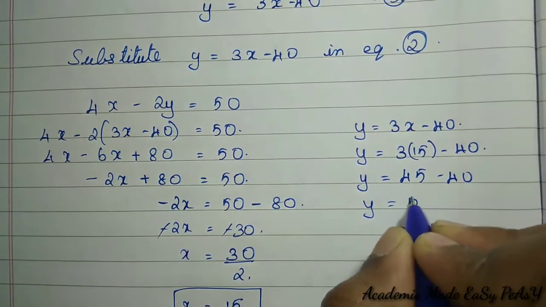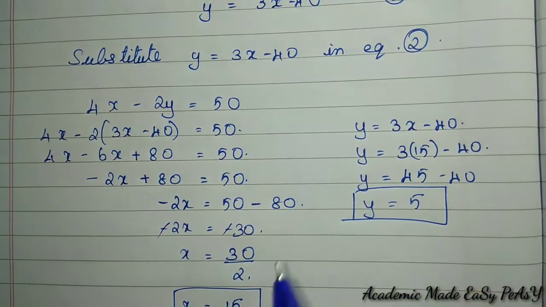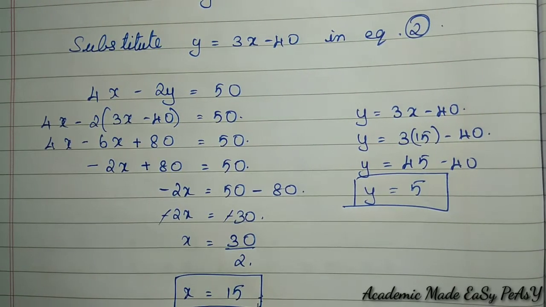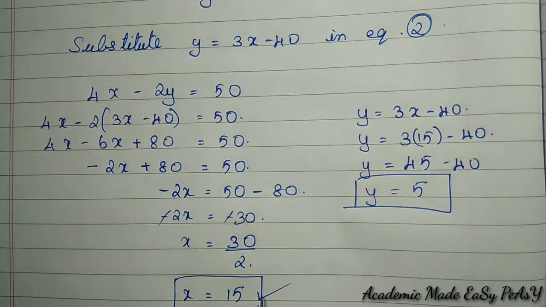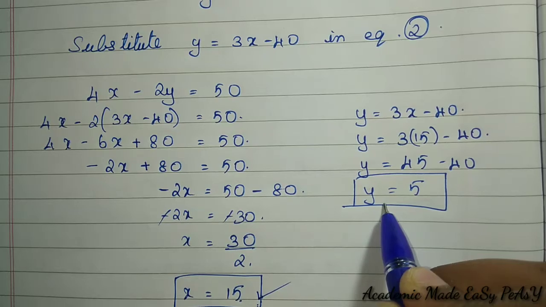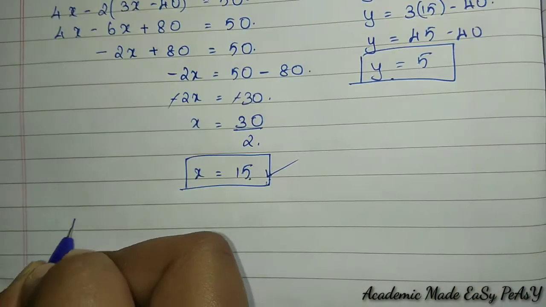So y is equal to 5. Therefore the value of x, that is the number of questions for correct answers, is 15. So here incorrect answers is 5.